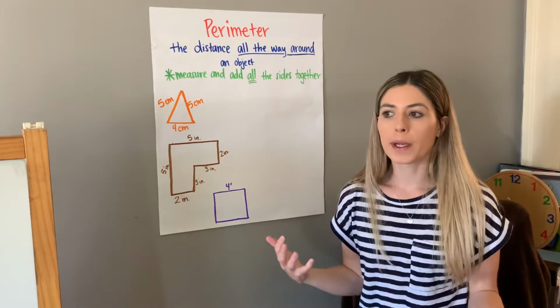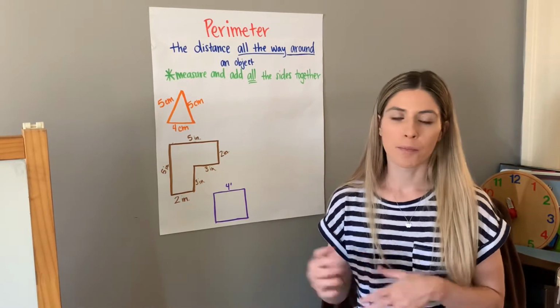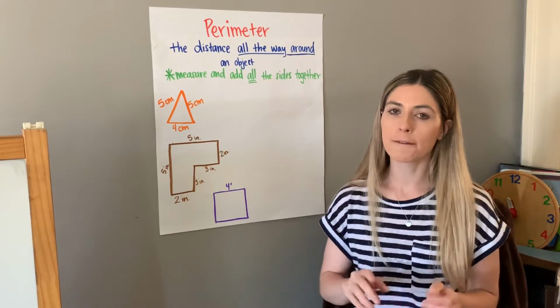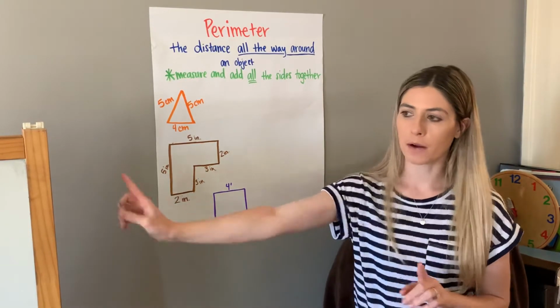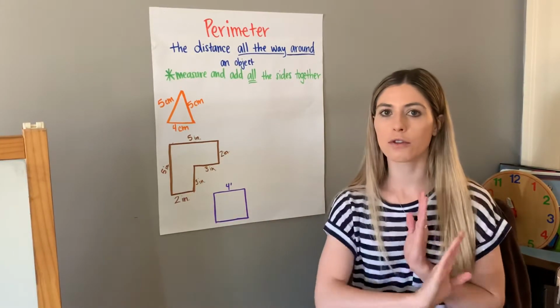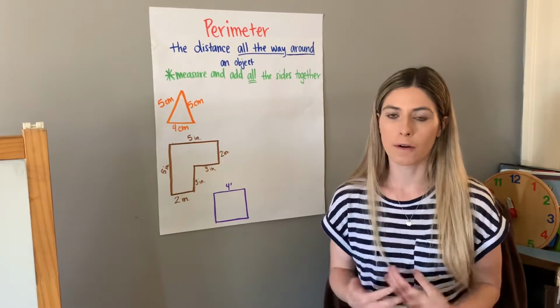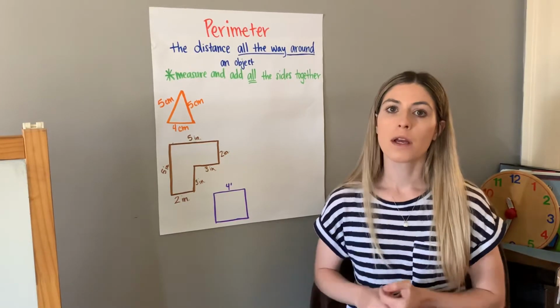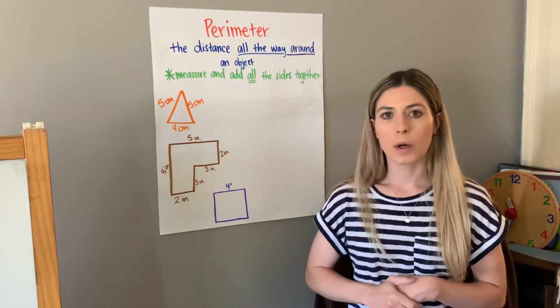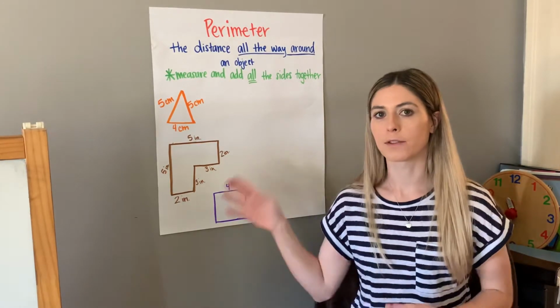If you were going to build a fence outside your front yard or your backyard, you would have to measure all the way around the yard. You don't need to know how much space is inside. You just need to know how long the sides are for your fence, because that's where your fence is going to go. So when we do perimeter, we're going to kind of make fences for our problems, for our shapes.